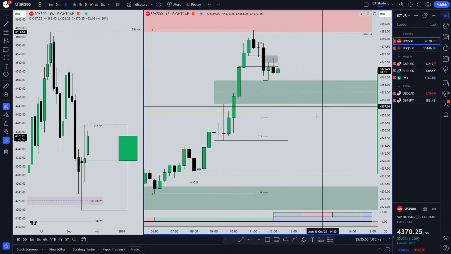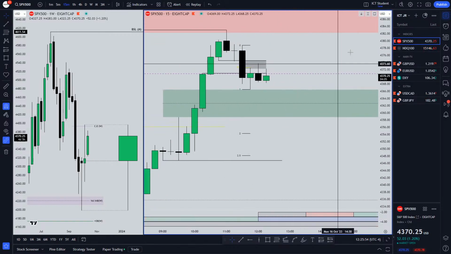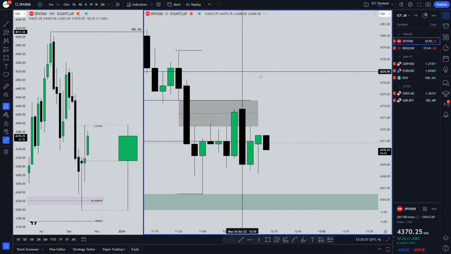I needed my other window. I have another window for SMT where I have 2 charts stacked up. So we are just ranging.